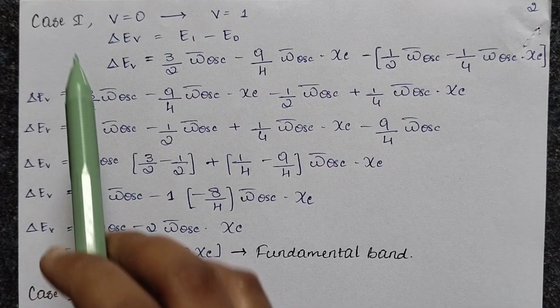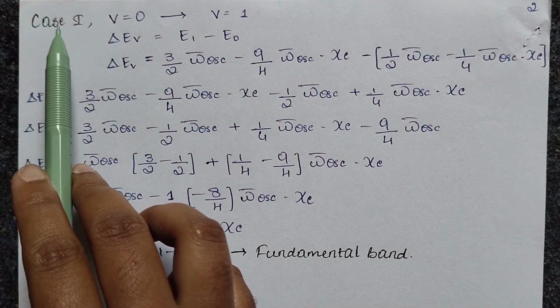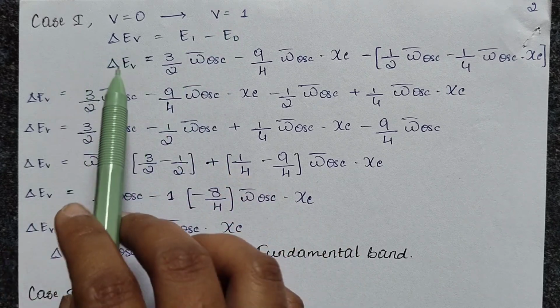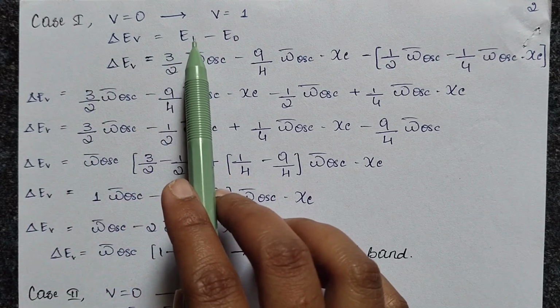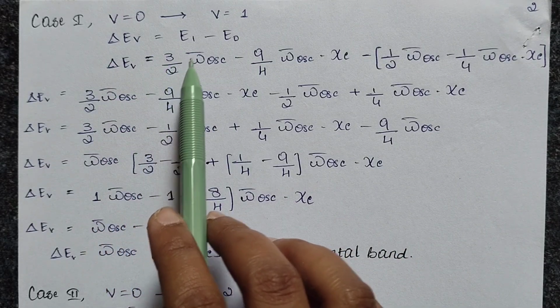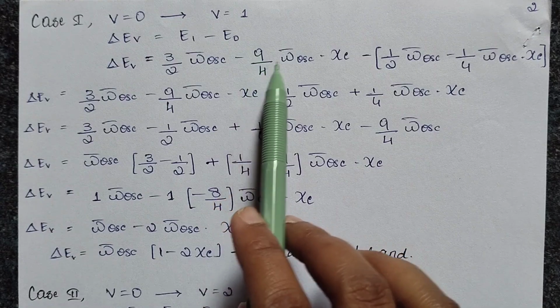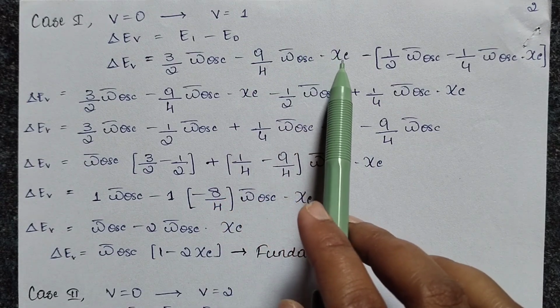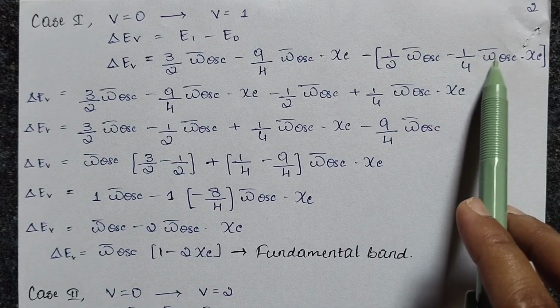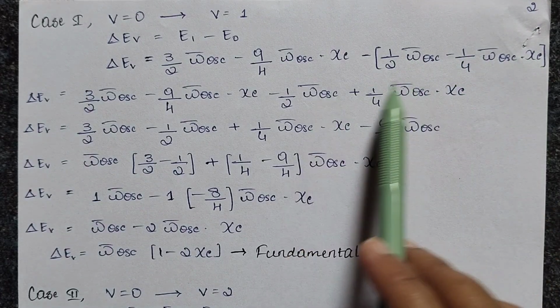Now let us consider the first case, that is the transition from V0 to V1. For this case, the energy expression we are going to write is E1 minus E0. So delta EV is given by 3/2 omega dash oscillation minus 9/4 omega dash oscillation into XE, minus of 1/2 omega dash oscillation minus 1/4 omega dash oscillation into XE. So how did we get this expression?